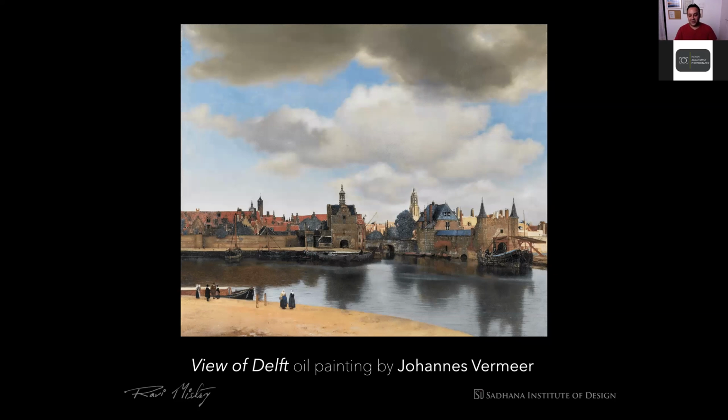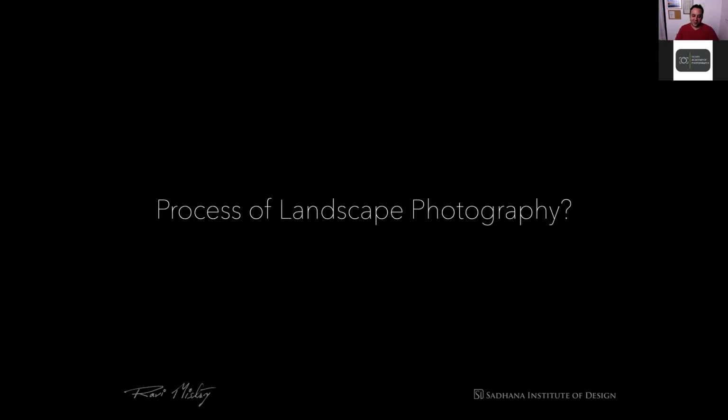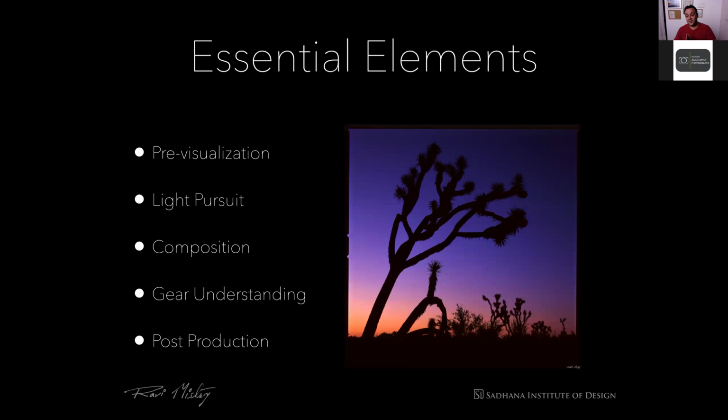Now, the process of landscape photography. What are the things we want to keep in mind? We want to focus on some essential elements when it comes to landscape photography. Pre-visualization. You need to have some vision. If you don't have a passion for it, if you don't have a push or any kind of thing in your mind, you will not be able to interpret it. You will not be able to shoot anything.